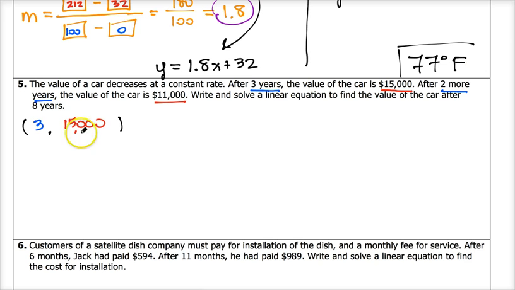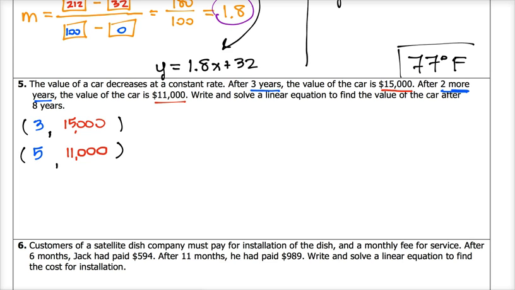The second ordered pair, you have to be careful when you list this, kind of like the problem where we had to convert the years to months earlier. This says after 2 more years. Well, you have to think it's already been 3 years first. So 2 more years would be adding 2 to the 3 years, so that would be a total of 5 years. Okay, so the second point is actually going to be 5 years, and then the value of the car is $11,000.